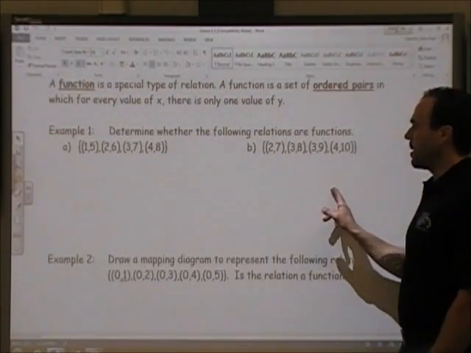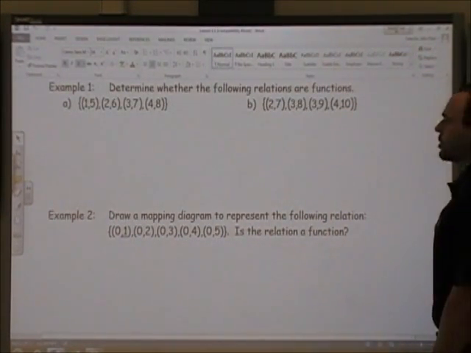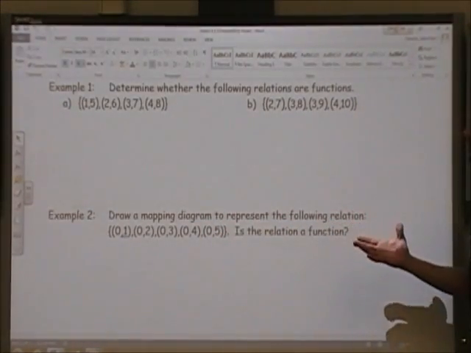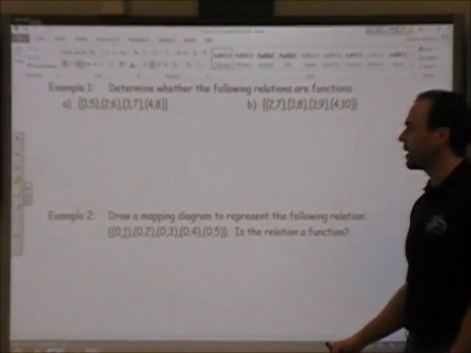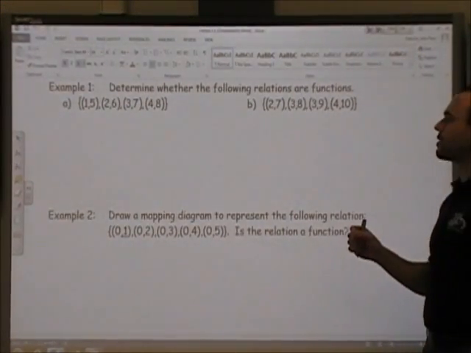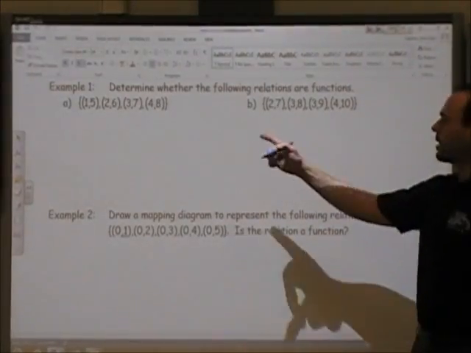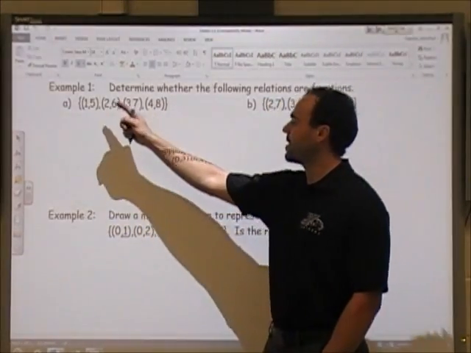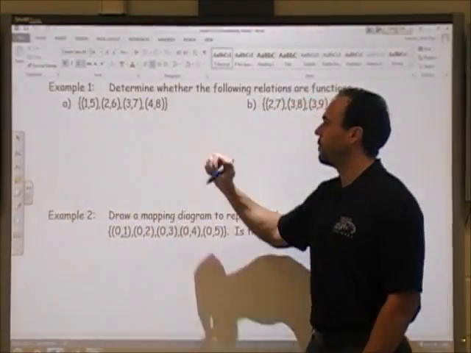So let's take a look at example 1. Example 1 speaks about determining whether the following relationships are functions. Everything's a relationship, but we have to understand if the relationship is also a function. A function is a very special type of relationship where for every x value, there's only one y value. The first one gives me 4 points in set notation, that's what those squiggly lines are. So this is a set of 4 points.